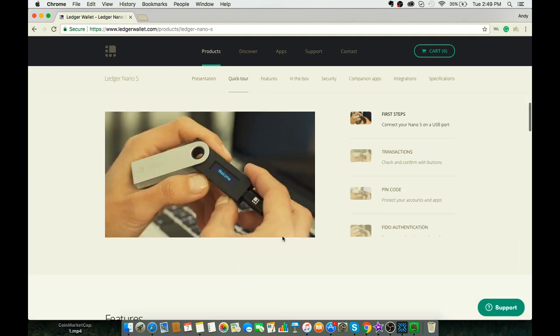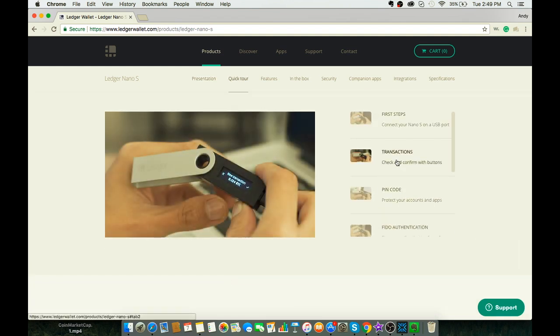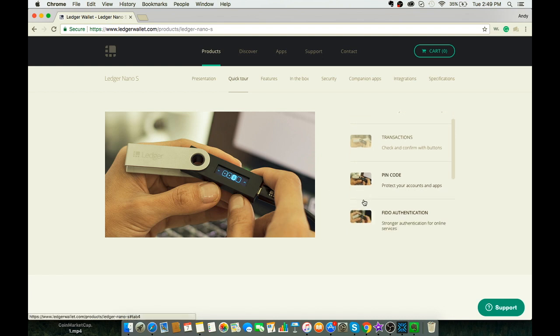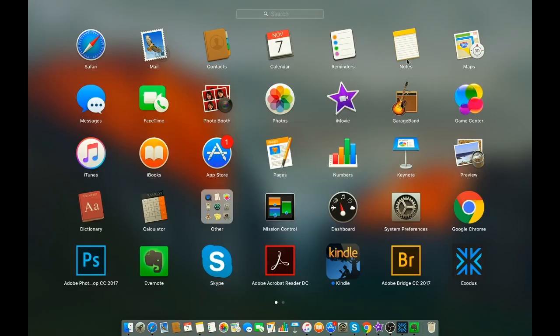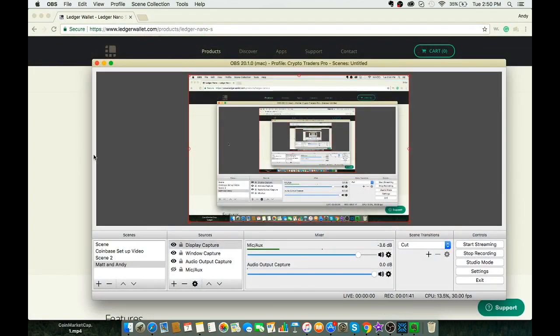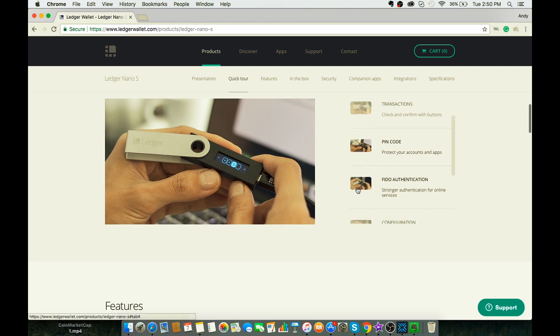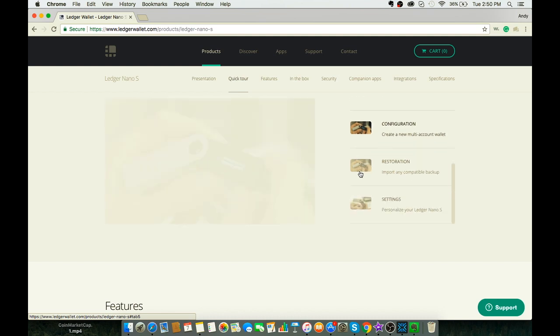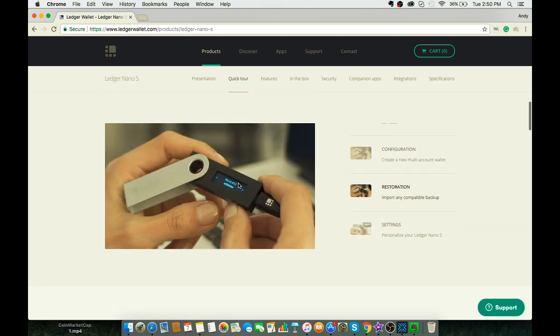So let's start at the top here, the quick tour. You can check and confirm transactions with buttons. You can also use your passcode or PIN code. Right here, you can set up a 4 or even an 8-digit PIN code for your Ledger. When you plug it in, you have to set up a Ledger wallet on your desktop as well, and you can use the Ledger Manager to add coins to your wallet. It comes with FIDO authentication for stronger security, and you can restore it as well with any backup.